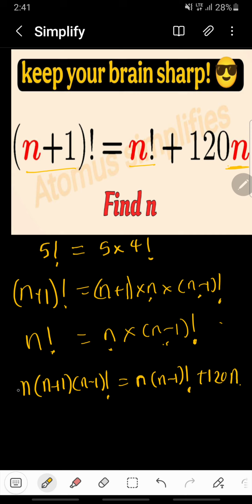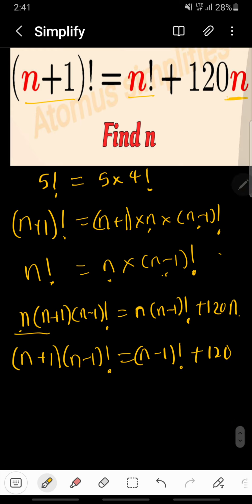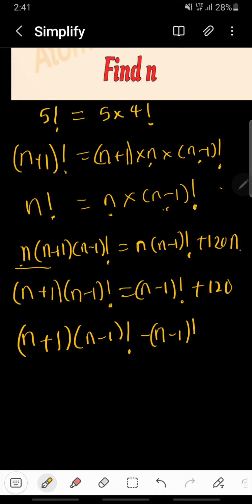You can see that n is common to both the left and the right hand side, so that n cancels out and the equation will be 1 over n plus 1 times n minus 1 factorial is equal to n minus 1 factorial plus 120. So I'll collect like terms from here to have n plus 1 times n minus 1 factorial minus n minus 1 factorial is equal to 120.